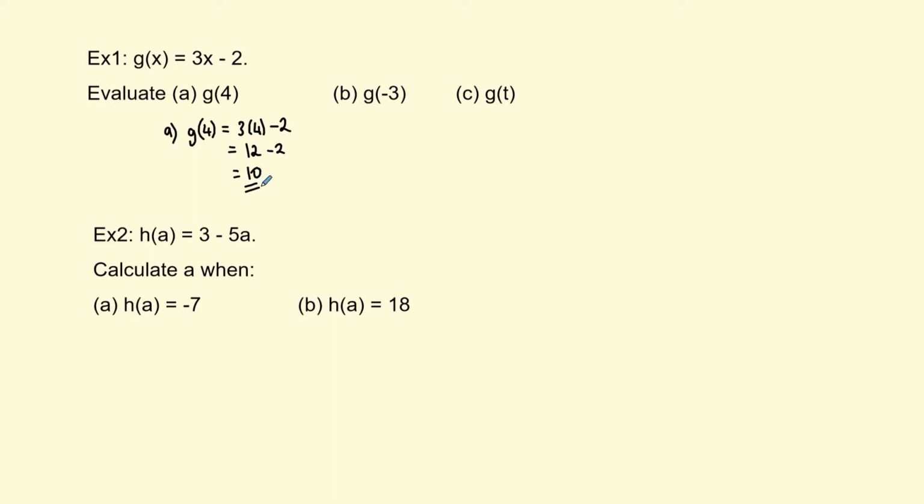It'll be the same thing if it's a negative number, just be a little bit more careful. So g of negative 3, that's going to be equal to 3, just replace that x here with negative 3, minus 2, so that's 3 times negative 3, which is negative 9, then the minus 2 at the end, negative 9 minus 2 is negative 11.